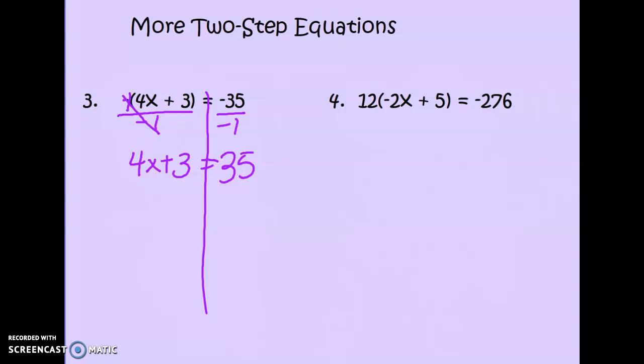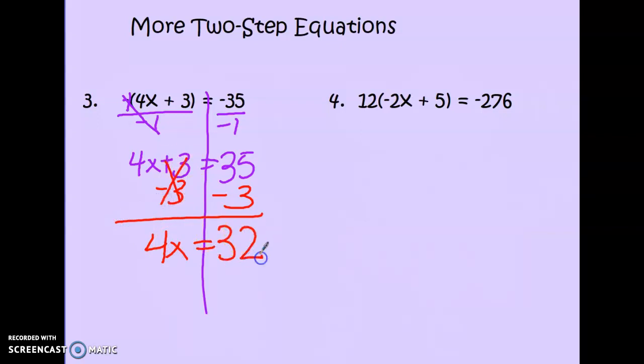Okay, so now I am going to subtract 3 from both sides. That leaves me with 4x. 35 minus 3 is 32. Okay, my next step is to divide both sides by 4, which cancels out. x is equal to 8. Okay, let's look at the next example.